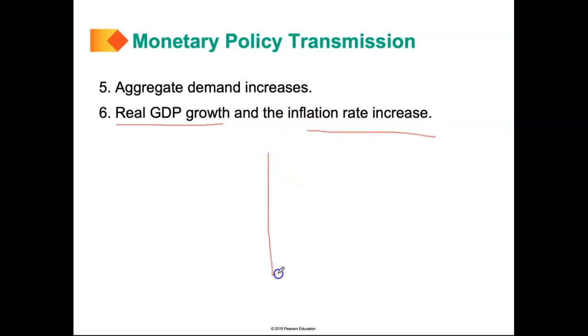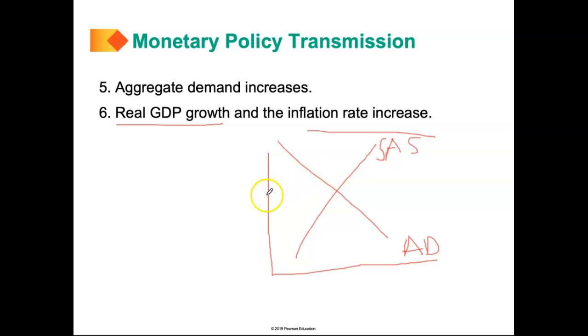Well, how? You're probably wondering to yourself. Look at this model. We have aggregate demand, which is downward sloping, and we have aggregate supply, which is upward sloping. This is the short run aggregate supply. In the short run, we have the equilibrium point at P star, with the price level over here and GDP over here. Now, if aggregate demand increases, aggregate demand is going to shift to the right.